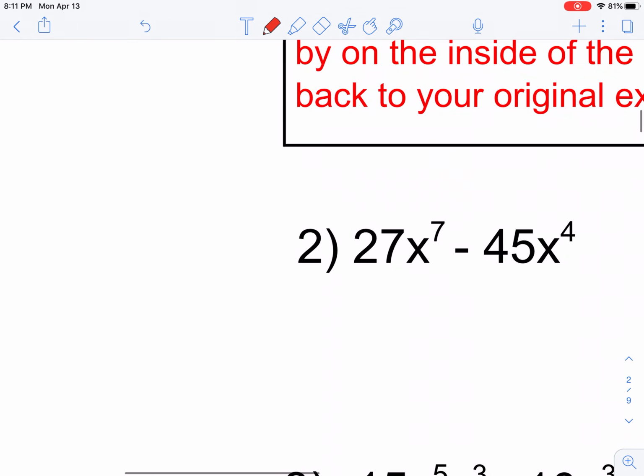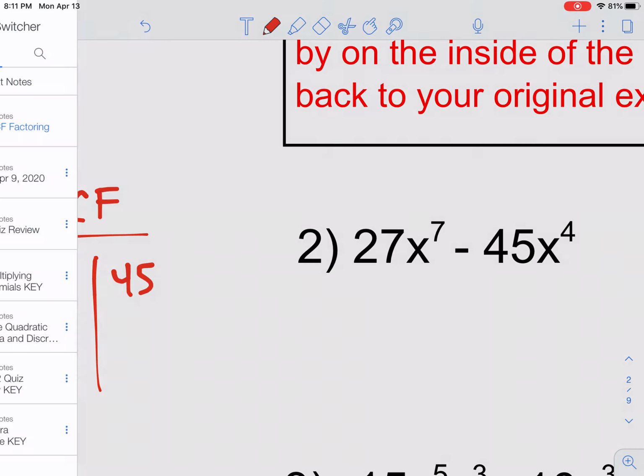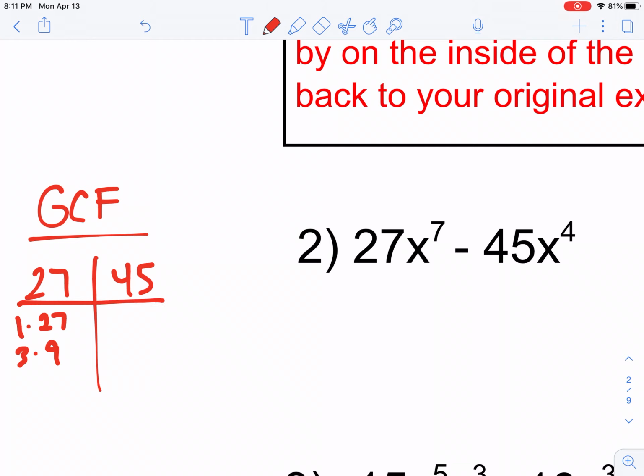So, first thing we need to do is come up with the GCF of 27 and 45. Now, some of you may be able to do this really fast in your head. Like, you know what numbers go into 27, you know what numbers go into 45, and that's great. If you're not able to do it fast in your head, list them out like this. Use your calculator and list them out.